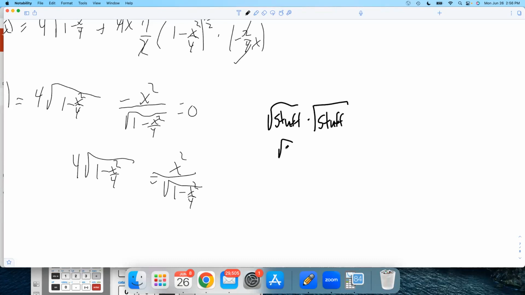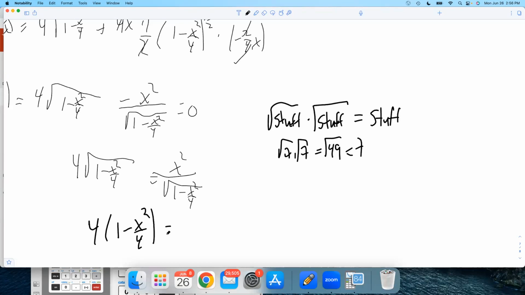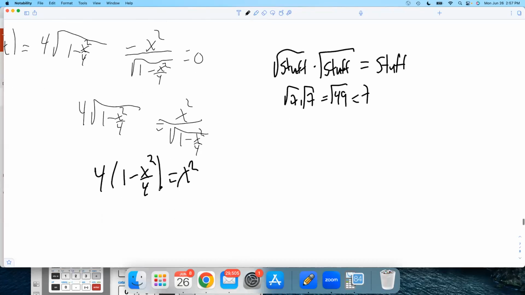Like think of if I had square root of 7 times square root of 7, that would be just 7. That's what it means to be a square root. When you multiply it by itself, you just get stuff. So this times that, when I multiply that up, I'm just going to get what's inside. And then on the other side, we just have an x squared.